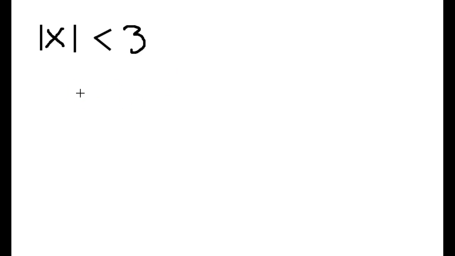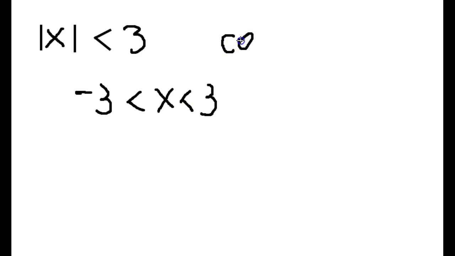Your three-sided inequality might look something like this. You have -3 on the left, you have x in the middle, and you have 3 on the right. And then you can write your inequality symbols in between. All right, now this particular situation is called a conjunction.